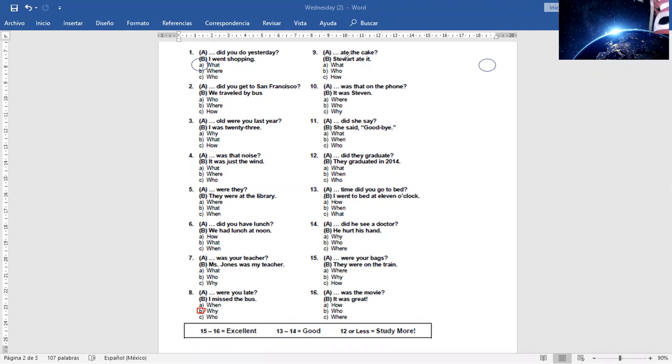What, who, or how ate the cake? Who ate the cake? ¿Quién se comió el pastel? Stewart ate it. Stewart se lo comió. Okay, number 10: where, who, or why was that on the phone? So it's who, quién. Who was that on the phone? ¿Quién era en el teléfono? It was Steven. Era Steven.